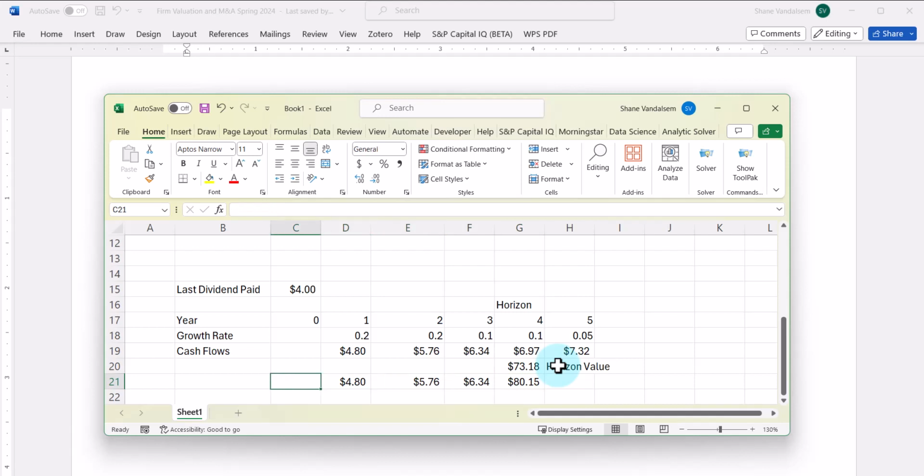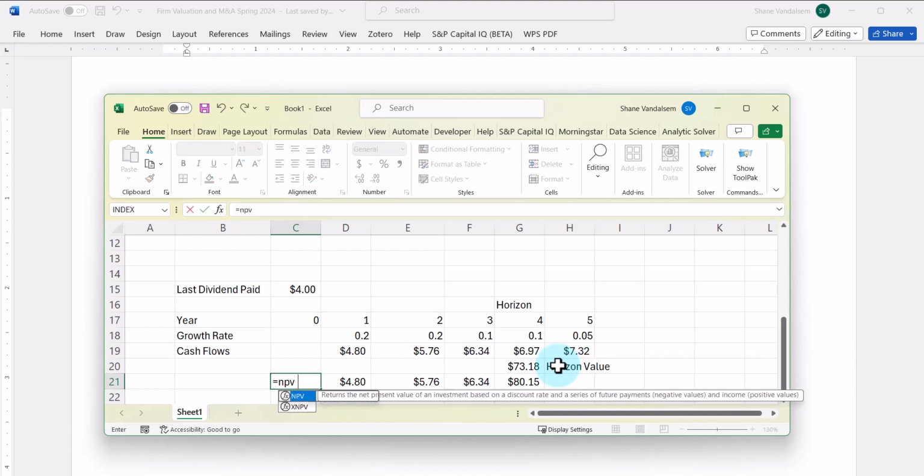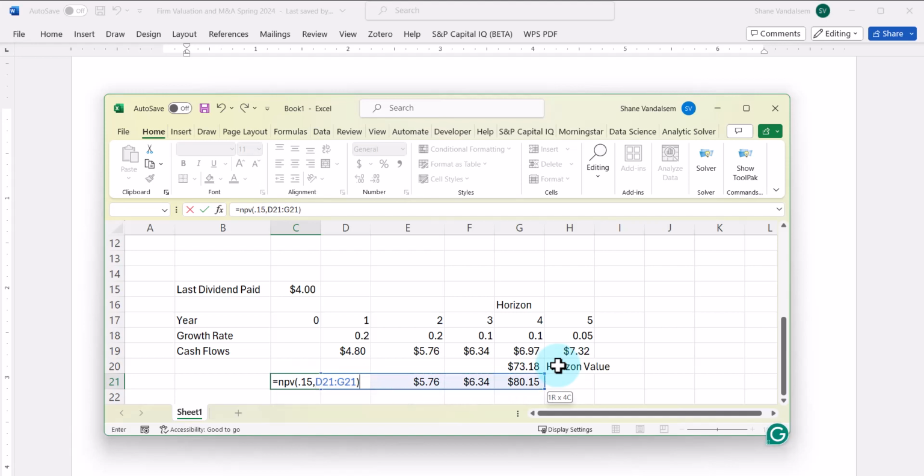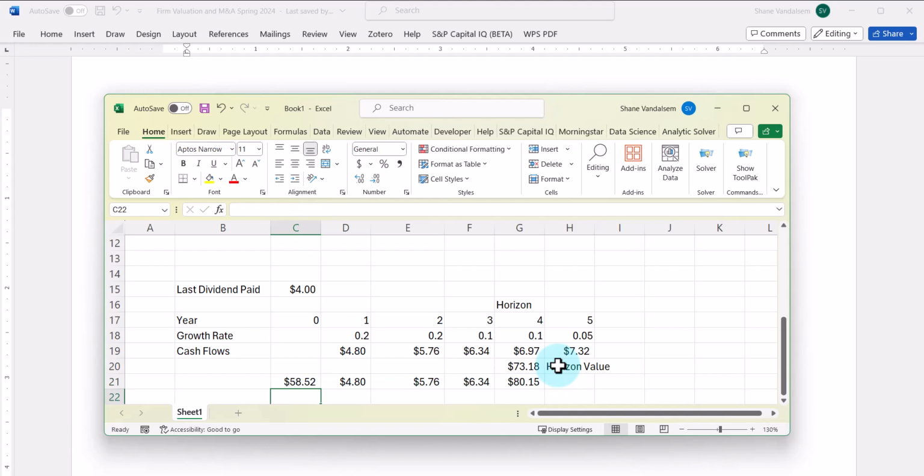So my value today is going to be equal to the net present value, NPV. The rate is 15%. And then I'm going to highlight my cash flows there, so it looks like that. So the value of this stock today is estimated to be $58.52.